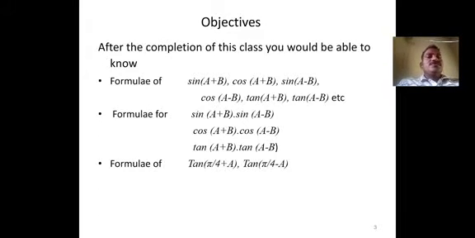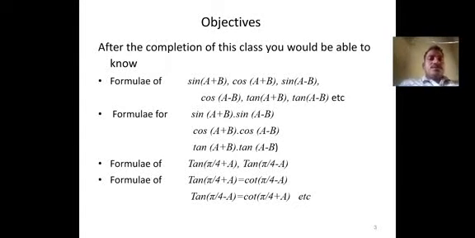And the formulas for tan of pi by 4 plus A and tan of pi by 4 minus A. Some of the principles: tan of pi by 4 plus A is equal to cot of pi by 4 minus A, tan of pi by 4 minus A is equal to cot of pi by 4 plus A, etc. Now the first one is sine of A plus B.